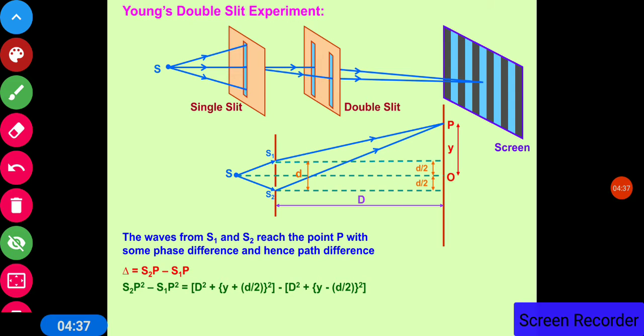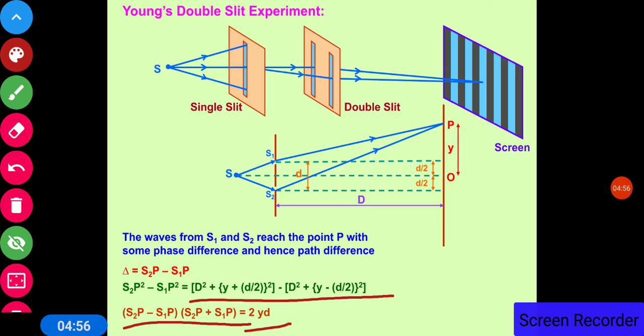Now again, using another formula, a square minus b square is equal to a plus b into a minus b, and when you open the brackets, some of the terms cancel out each other and we get the result 2yd. So S2P minus S1P into S2P plus S1P is equal to 2yd.